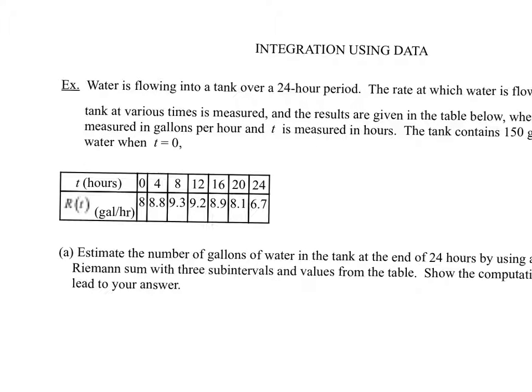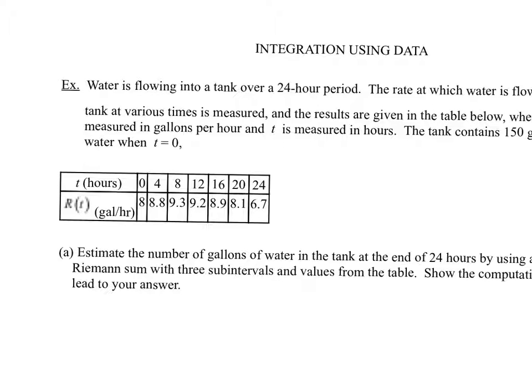On this problem, it says that water is flowing into a tank over a 24-hour period. The rate at which it's flowing is measured at various times, and the results are given in the table. The tank contains 150 gallons when time is 0. And the first thing is to estimate the number of gallons of water in the tank at the end of 24 hours by using a, say, midpoint Riemann sum with 3 subintervals and values from the table. Show the computations that lead to your answer.